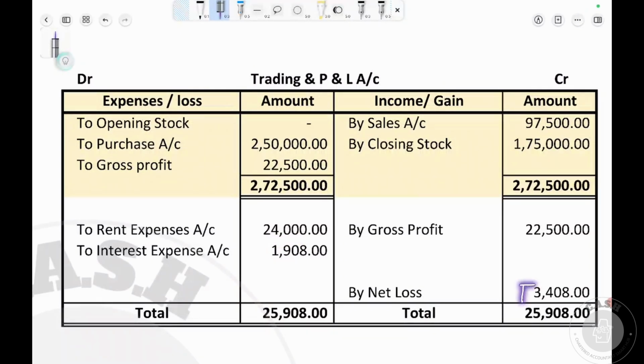We show the balance as loss. It is also called excess of expenses over income. That means we have made more expenses than our income. Here also total debit should match with total credit. So this is all about trading and profit and loss account.